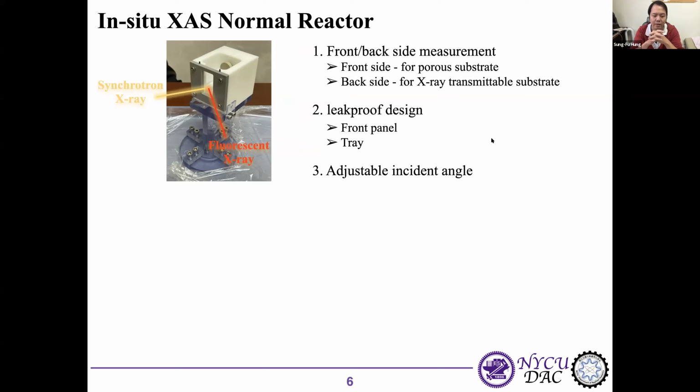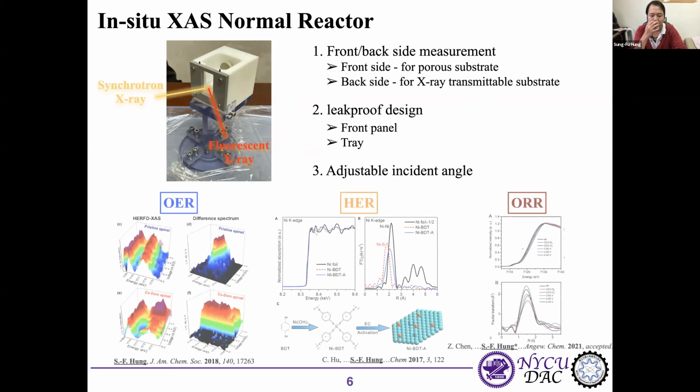So this reactor can also be applied to other catalytic reactions. Okay, so here are the examples I did before. The first one is the high energy resolution fluorescence detection XAS for the oxygen evolution reaction, and I can also do the in situ measurement for the hydrogen evolution reaction and the oxygen reduction reaction here.